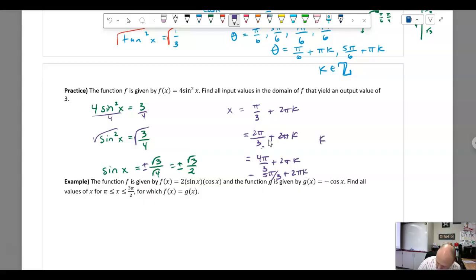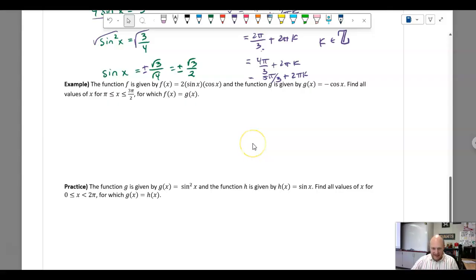And then for all this, I'm going to say where k is an integer, an element of the integers. There you go. Some of these are repeating. You could go ahead and consolidate this, but there you go. Those are your angles plus 2 pi k.